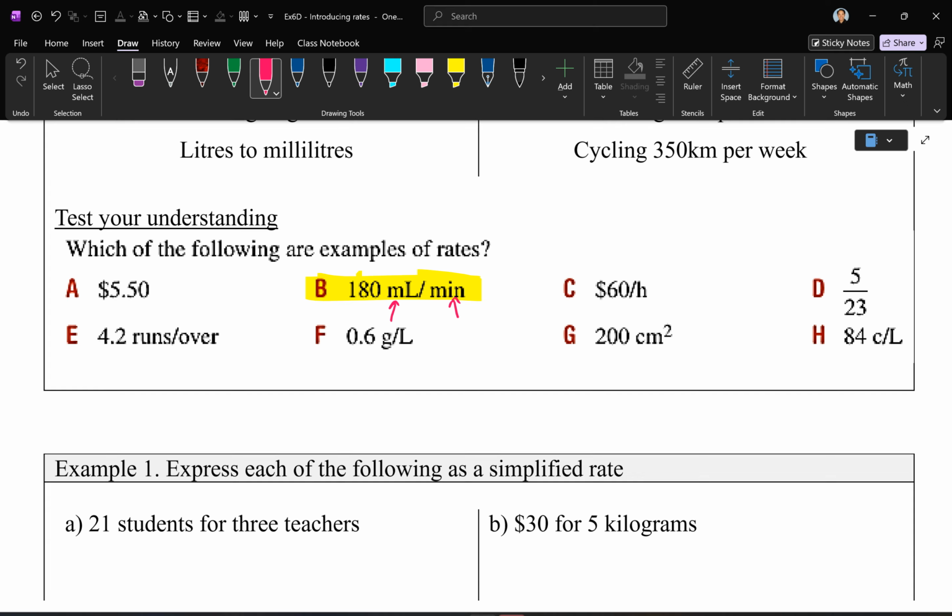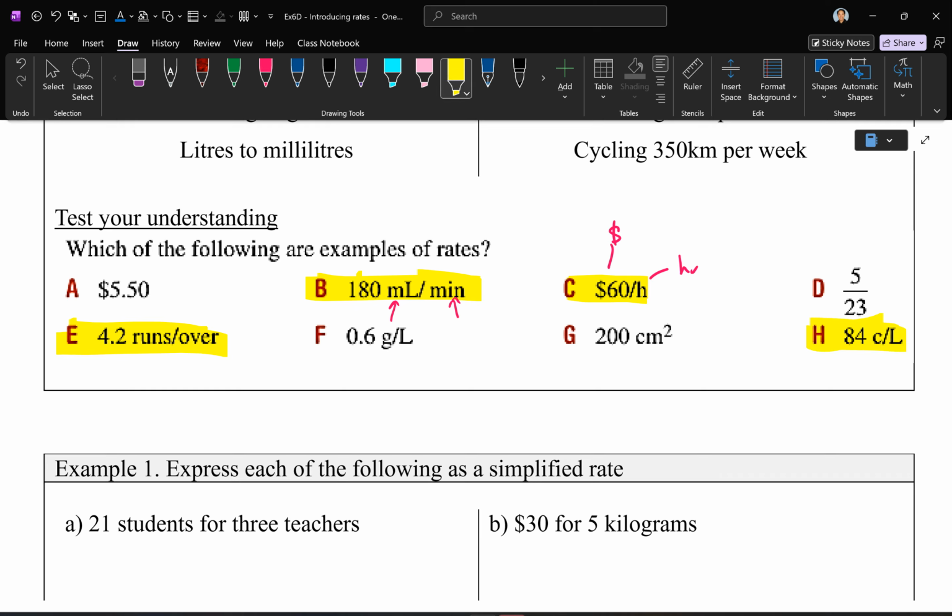What else is a rate? Let's go, Leon. C is a rate. Yes, this is $60 per hour. So one is in dollars and one is in time. Both different units. And again, you're comparing two different quantities. Yes, C is a rate. Which one is also a rate? Let's go over here, Ashwin. Beautiful. E is also a rate. Okay, 4.2 runs. So for every over, it is 4.2 runs. Two different units, two different quantities. Give me another one. Let's go with Ava.